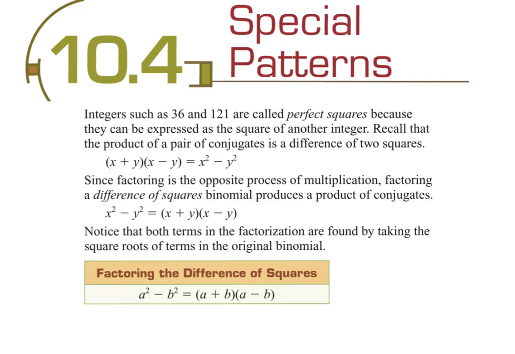So your bell work was all about special patterns. These are patterns that we did when we were foiling. We had special cases when we were foiling. The first special case that we did when we were foiling was something called conjugates.